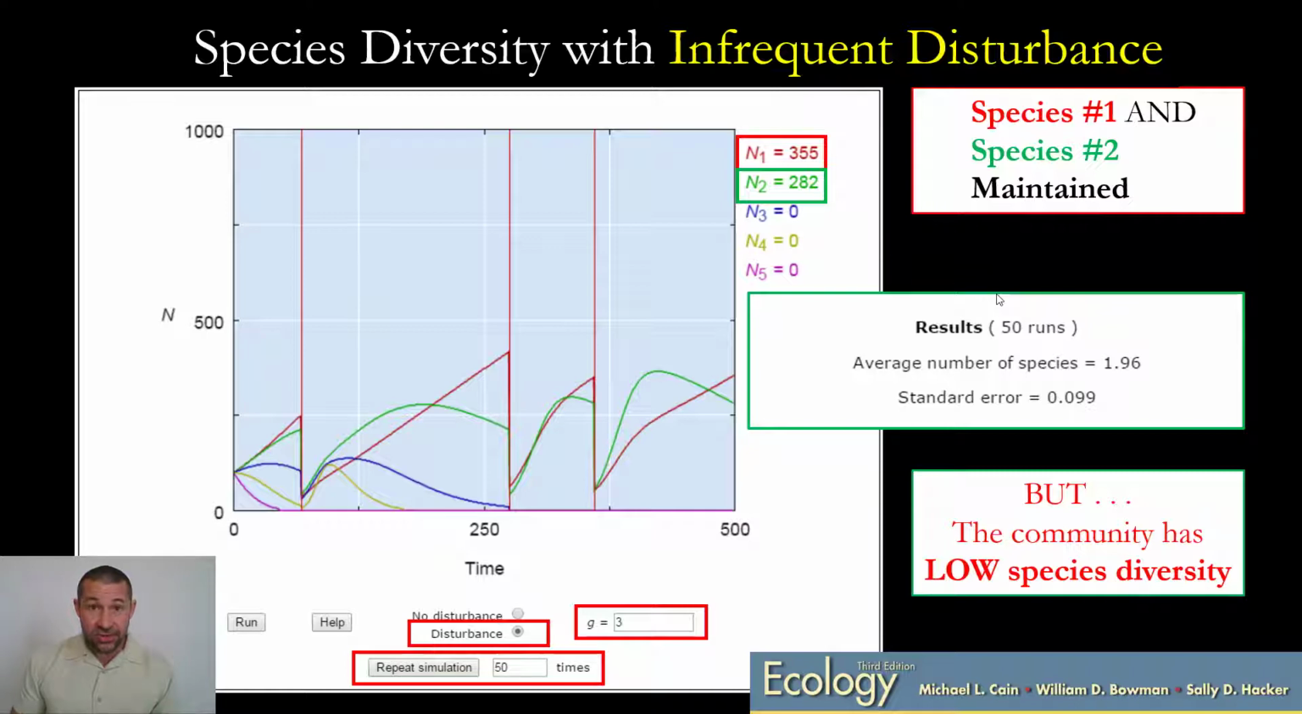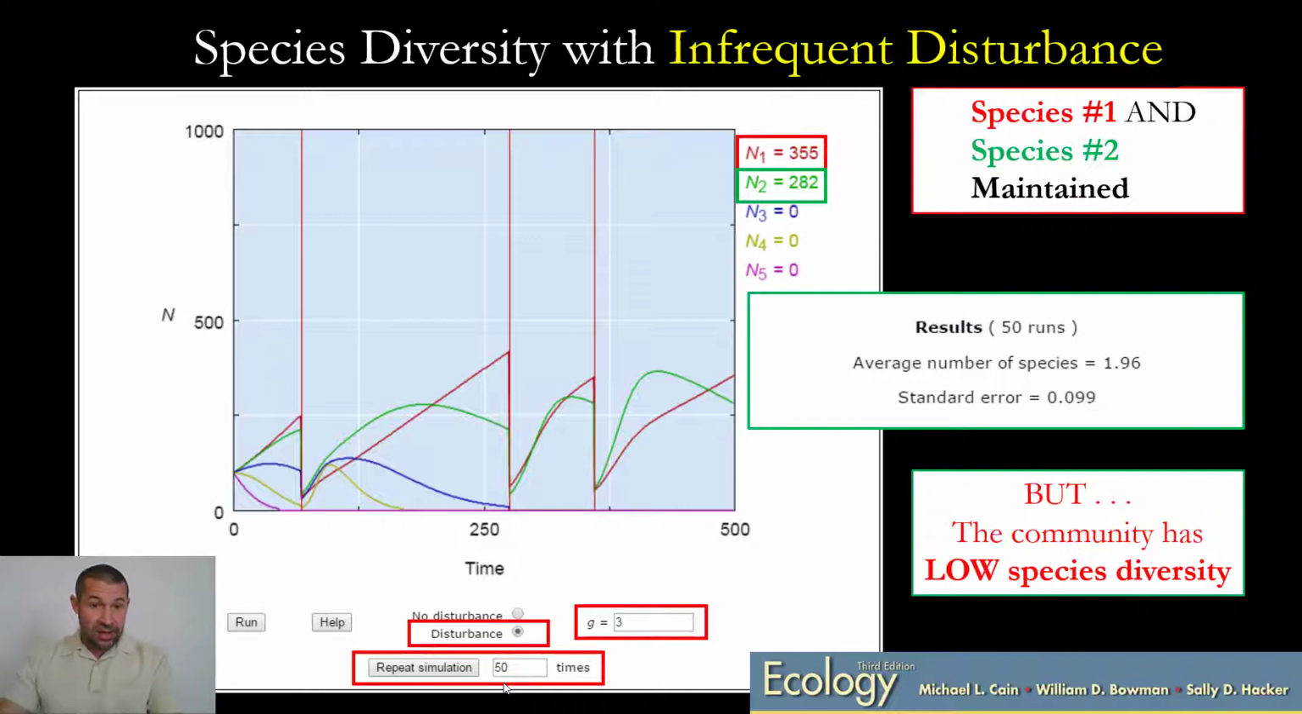Okay, if we simulate these relationships between these 5 different species with a low frequency of disturbance, you can see here we had 3 fires that ripped through the system in 500 years. And those time periods are randomly selected in the model. The simulation has actually been repeated 50 times. And this represents an average of those 50 repetitions.